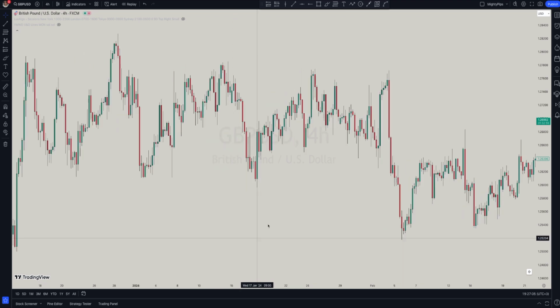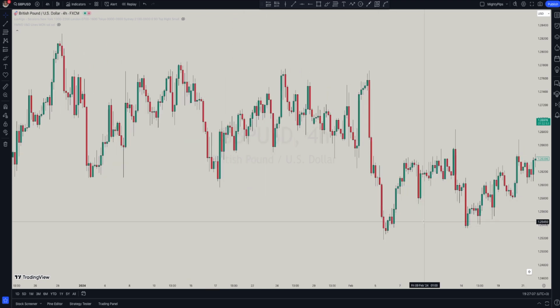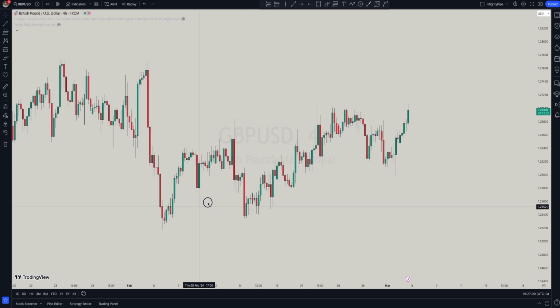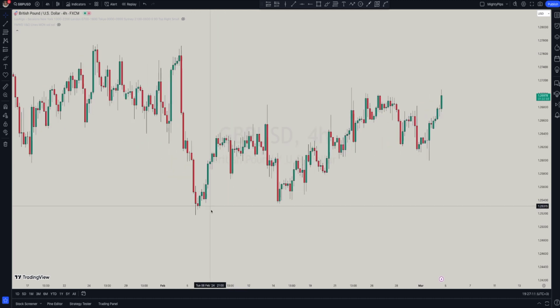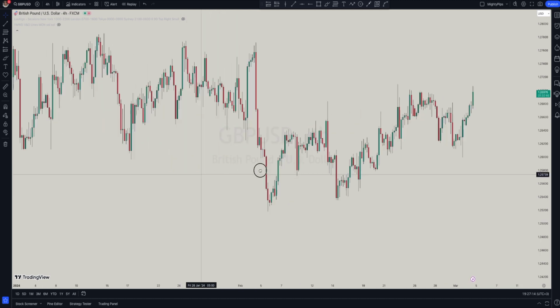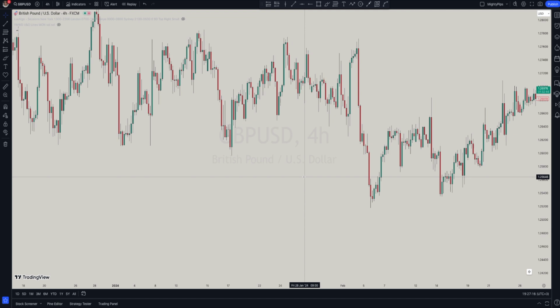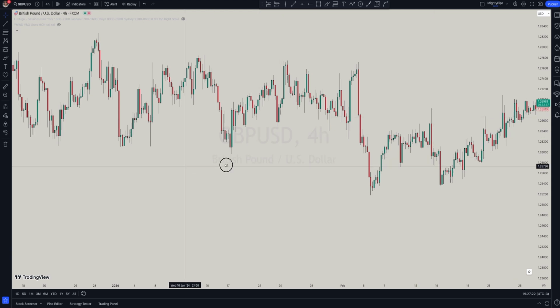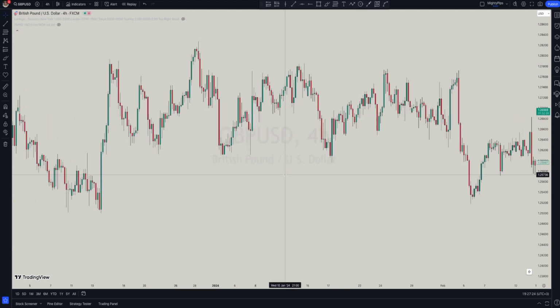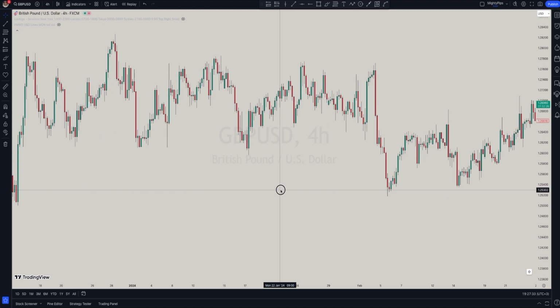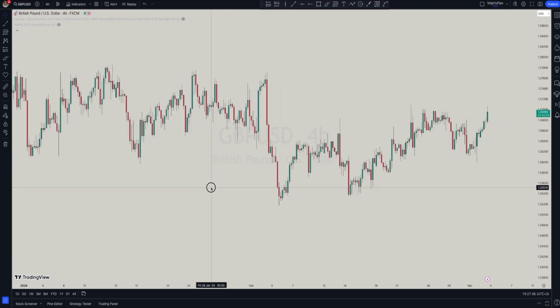So yeah, we are here on the 4-hour chart, Great British Pound US dollar. And what I want to show you is a price action based strategy that is very simple. This strategy is based on a break of market structure on a higher time frame and also a lower time frame confirmation based on a break of structure. So what do I mean?